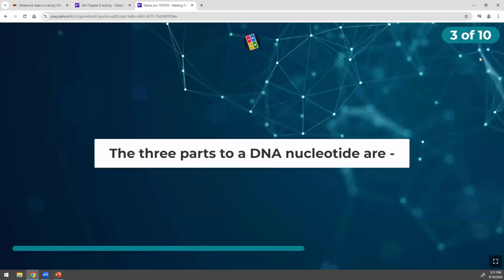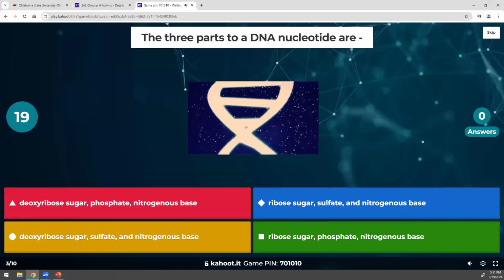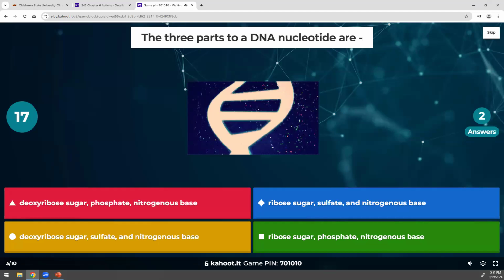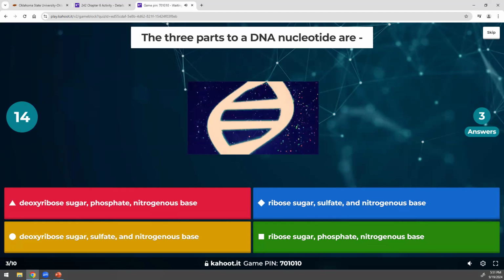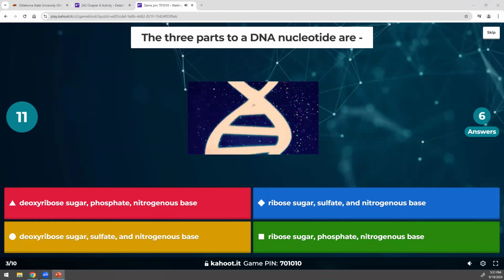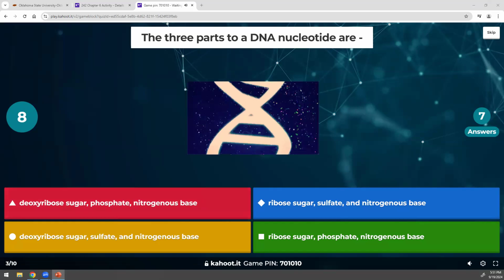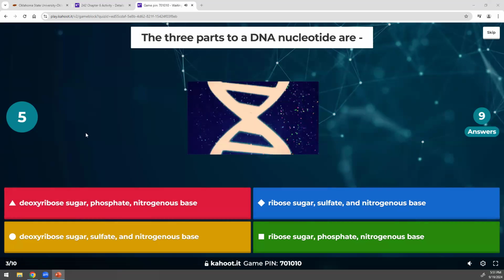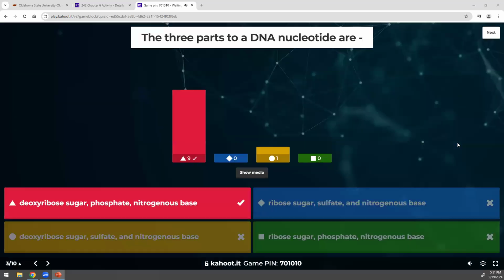All right, the 3 parts to a DNA nucleotide are... be sure you read all of the choices. Okay, so we know it's going to be deoxy, right? And the sugar is always going to be the ribose or deoxyribose. So then you had to just know if it was basically phosphate or sulfate. And we've been talking about some phosphates lately, so hopefully you knew it by that.